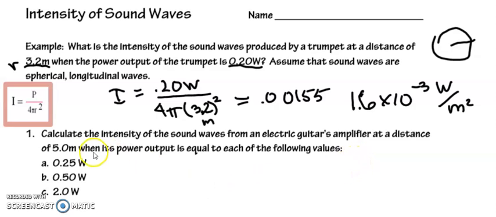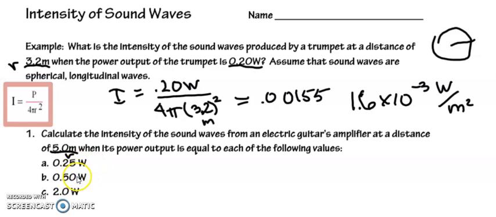Okay, let's look at another one. Calculate the intensity of sound waves from an electric guitar amplifier at a distance of 5 meters. So that's our radius again. Put a little R there. When its power output is equal to each of the following values. So this is 3 different problems. They want you to figure out the intensity for each power output.